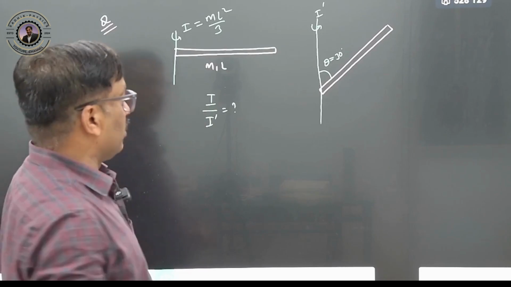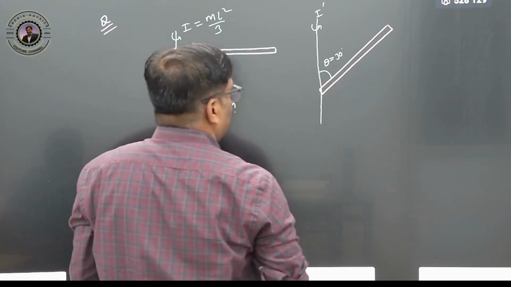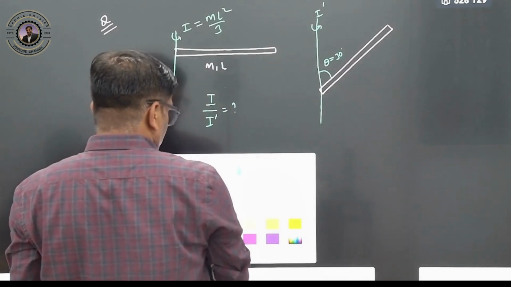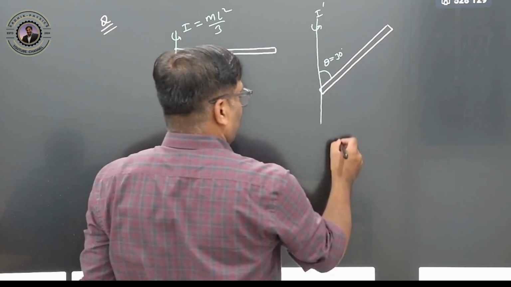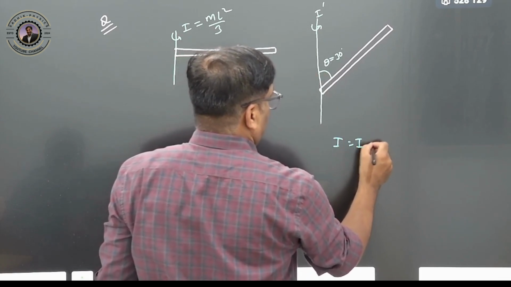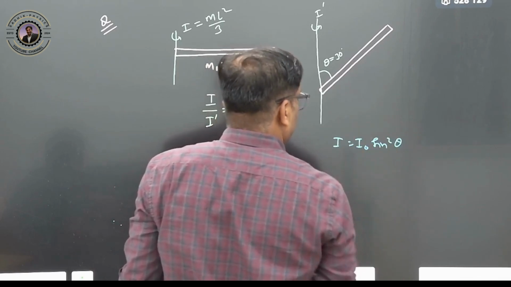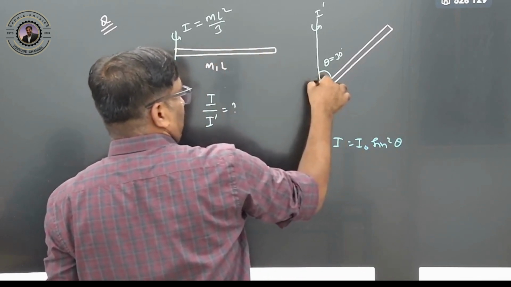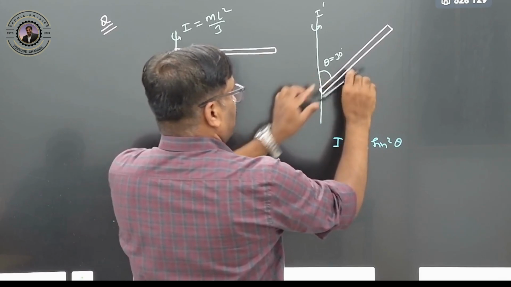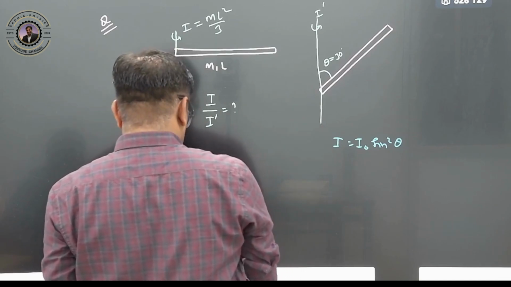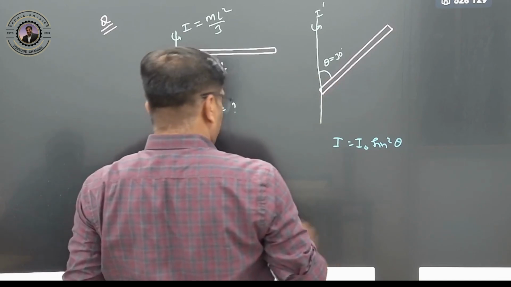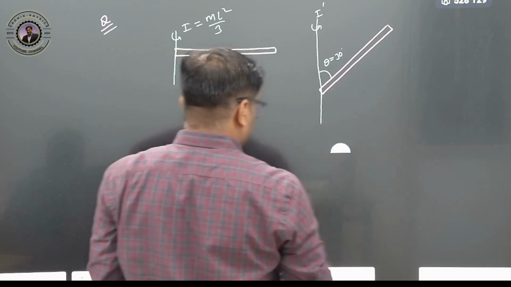Here the rod is inclined, so you can remember one small formula: I is equal to I naught into sine square theta. This I naught is the moment of inertia when it is rotating horizontally, so you can take it as ml square by 3. Clear? Or if you want to derive it, we'll go for the derivation.